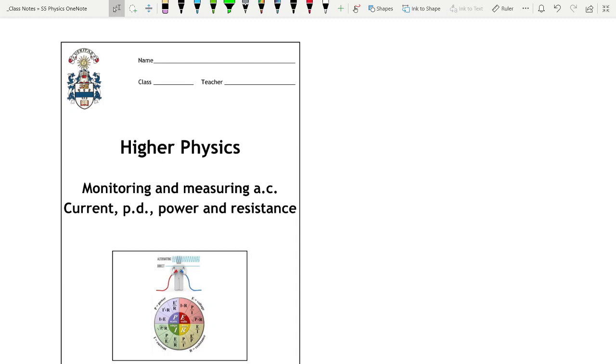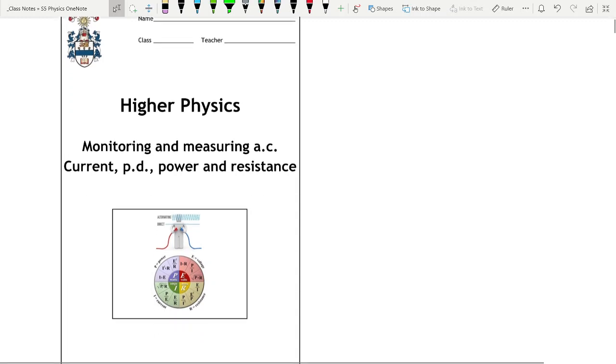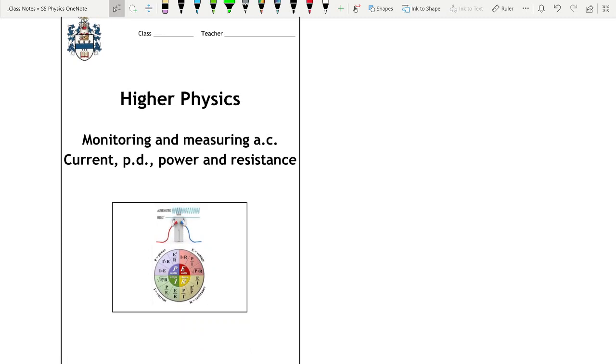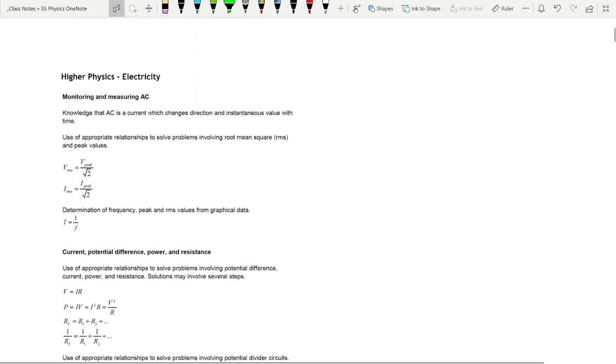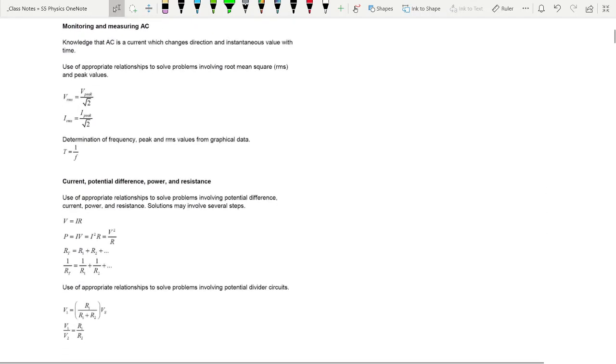So today, monitoring and measuring AC, current, potential difference, power, and resistance. Now, you'll recognize most of those words already, and you'll recognize quite a lot of the equations that we're going to do because they'll be quite similar. There's a couple of new things that we need to talk about, but they are related to things that you already know about. So you'll see here, this is what we need to know. And again, some of this will be familiar, some of it will not.